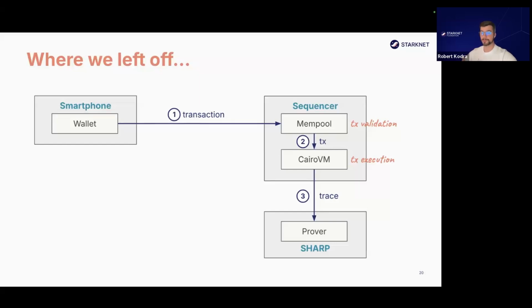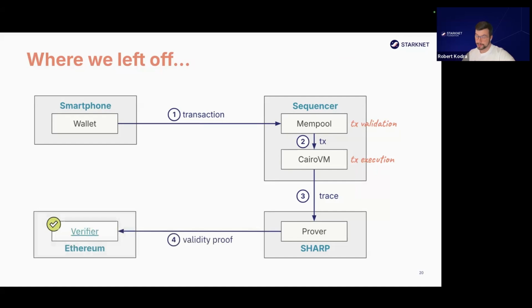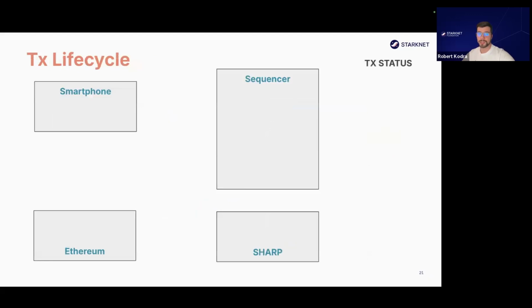Again, Sharp is the shared prover that's shared across multiple protocols, not only Starknet, but also StarkEx ones like dYdX, Sorare, Rhino.fi, Herodotus, and so on. Then the prover generates the validity proof that's sent to Ethereum layer 1, to the verifier, which is another smart contract written in Solidity. And finally, the result is sent to you. So this is just a recap of where we left off.